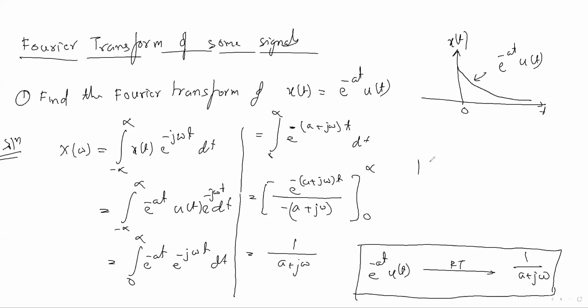So what will be the magnitude? Magnitude of this signal is 1 by root a square plus omega square, is not it? And angle of X of omega is minus tan inverse omega by a. So we can plot also.